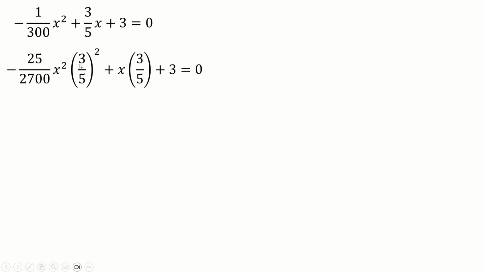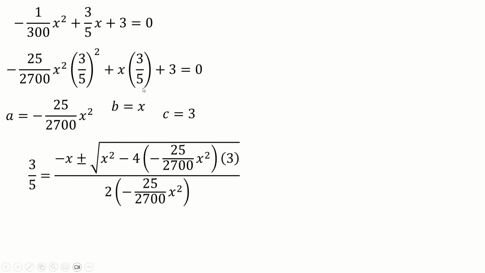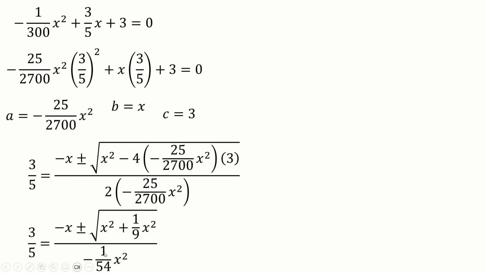So the solution will be x equals minus b plus or minus the square root of b squared minus 4ac, all divided by 2a, where a is this, b is that, and c is that, because they're the coefficients of my quadratic in 3/5. So we get this. We can tidy this up a fair bit, expand that out, expand this out. You get this, put those two things together, times by minus 1 over 54x squared, I guess, get over there.